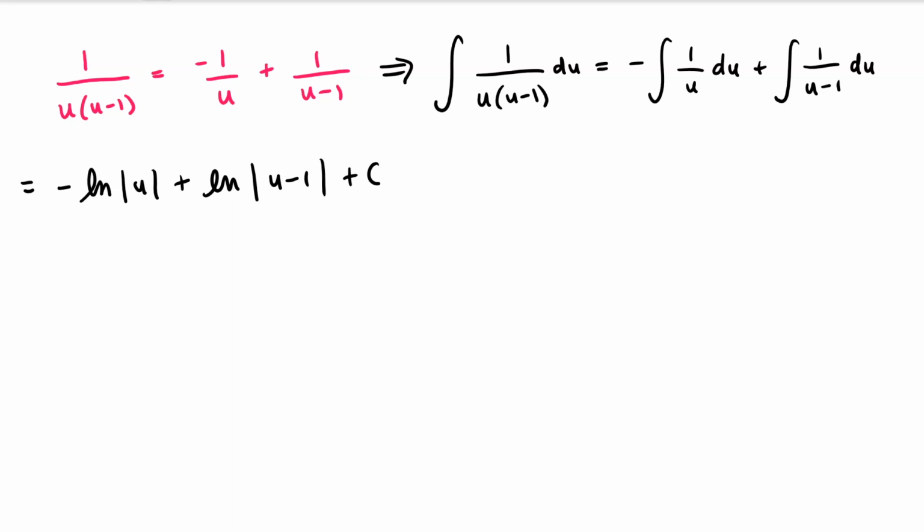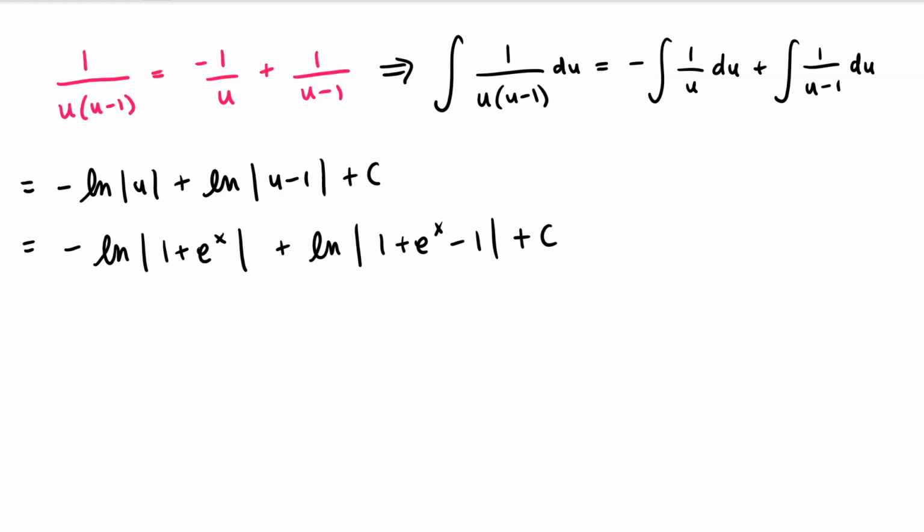From earlier, we defined u to be 1 plus e to the x. So let's go ahead and plug that in, we have the negative natural log of the absolute value of 1 plus e to the x plus the natural log of the absolute value of 1 plus e to the x minus 1 plus c. Now, a couple of notes. 1 plus e to the x is going to be a positive number, so if you'd like, you can drop the absolute value bars, and we can make this negative natural log of 1 plus e to the x.